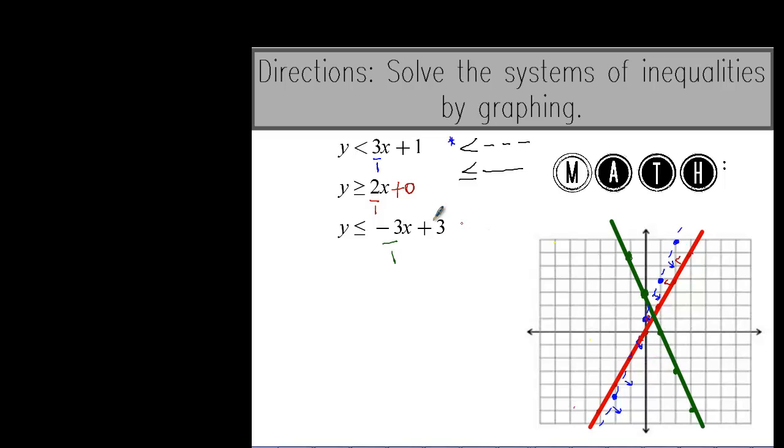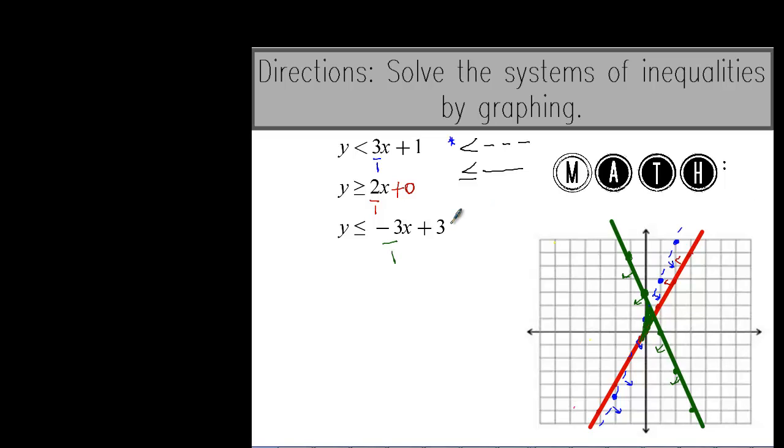Then for the green one, it's less than as well, so I know I'm going to be shading down. So I'm going to just draw arrows instead of trying to shade. Although it's really hard to see on this graph, we notice that all three arrows come together about right here. So this part right here, this little shaded part, is my solution.